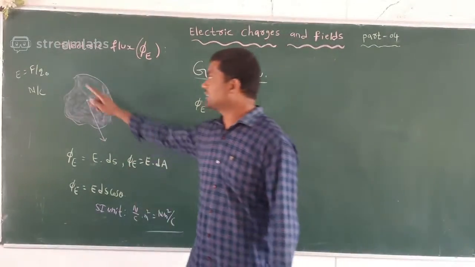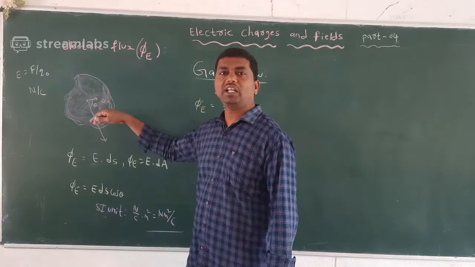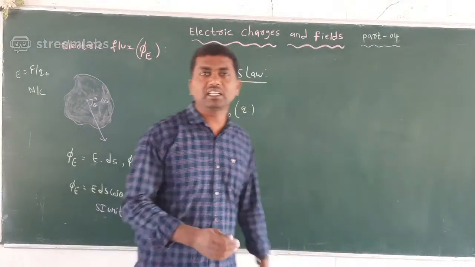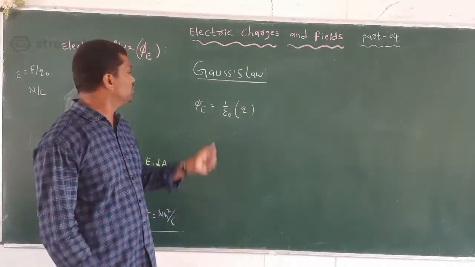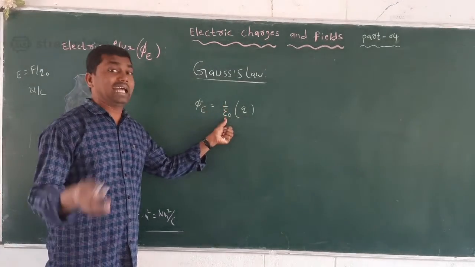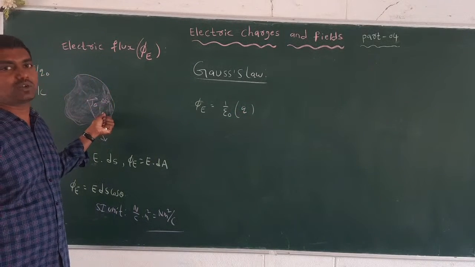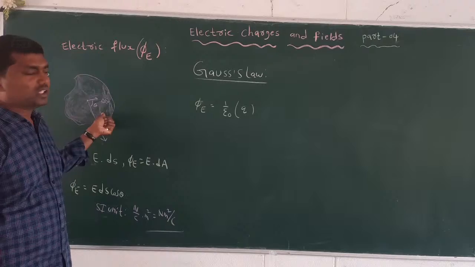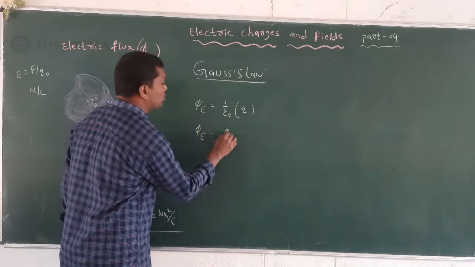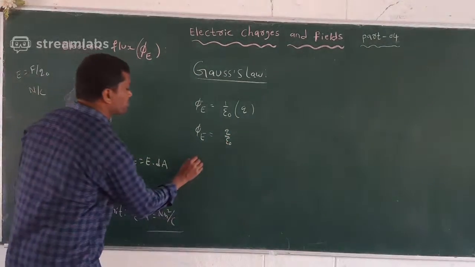So this is the surface area of any object. This object has some charge and the charge is distributed over the surface. What I am saying is that the electric flux is equal to 1 by epsilon naught times the net charge on the closed surface. This is the closed surface, not open surface. So this is the equation. So I can write phi e is equal to q by epsilon naught.